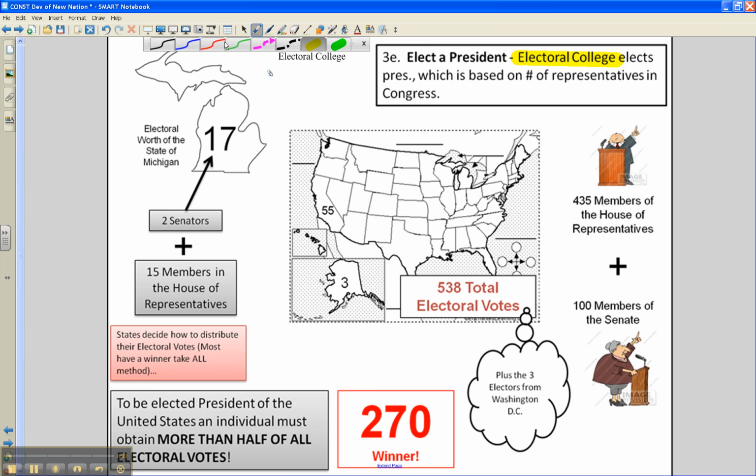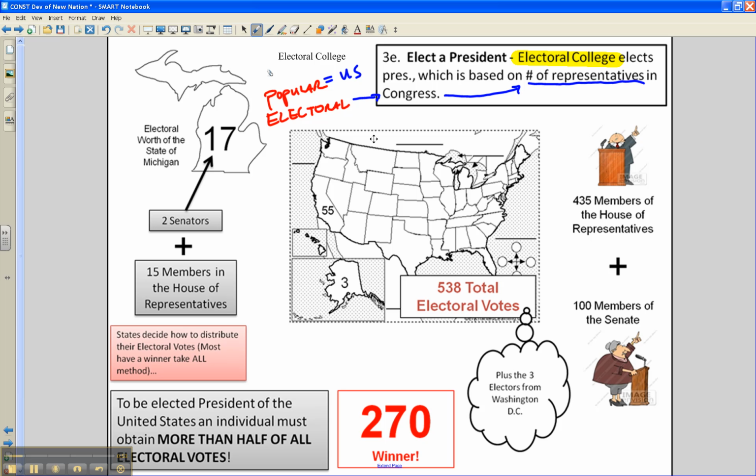We're going to begin, first of all, by understanding the two types of votes that go on in this system. There's a vote known as a popular vote. There's also a vote known as an electoral vote. Now, a popular vote is a vote that the American people cast. That would be us. The electoral vote is based on the United States Congress. The United States Congress is the number of representatives each state has based on its electoral worth.